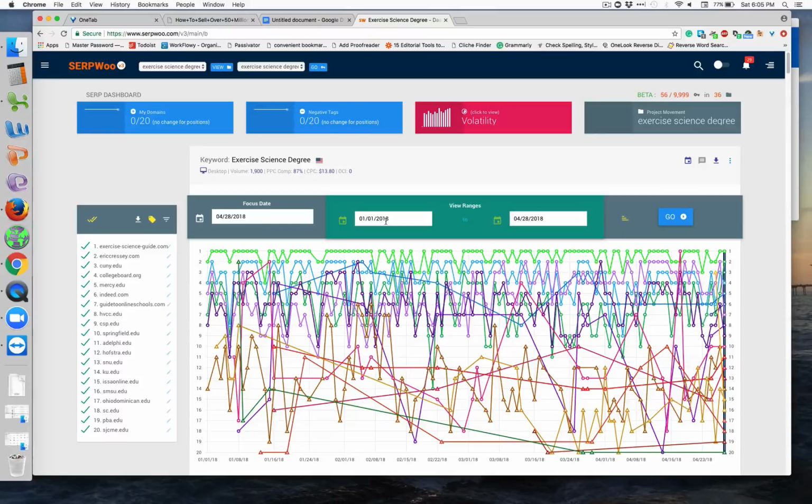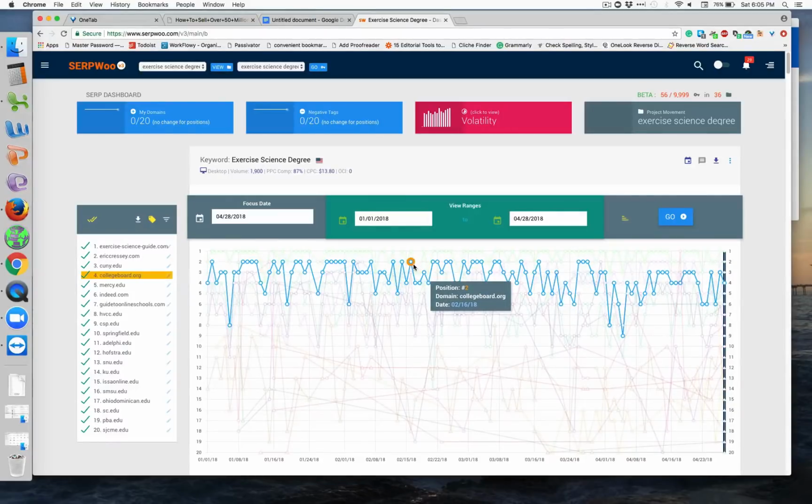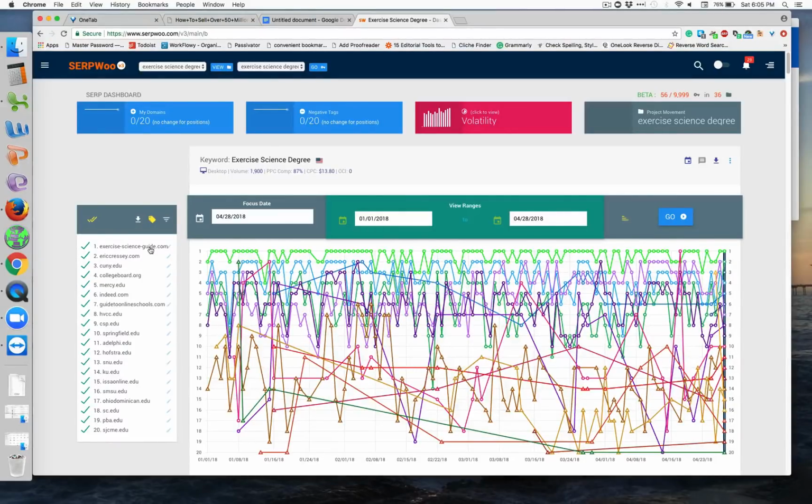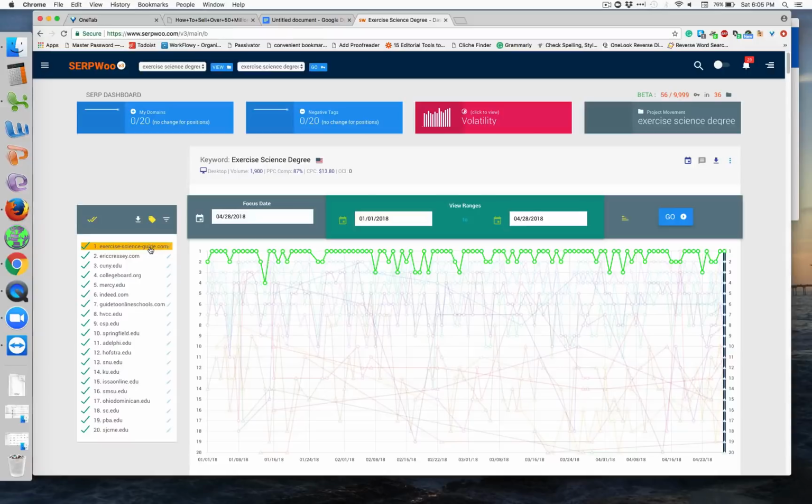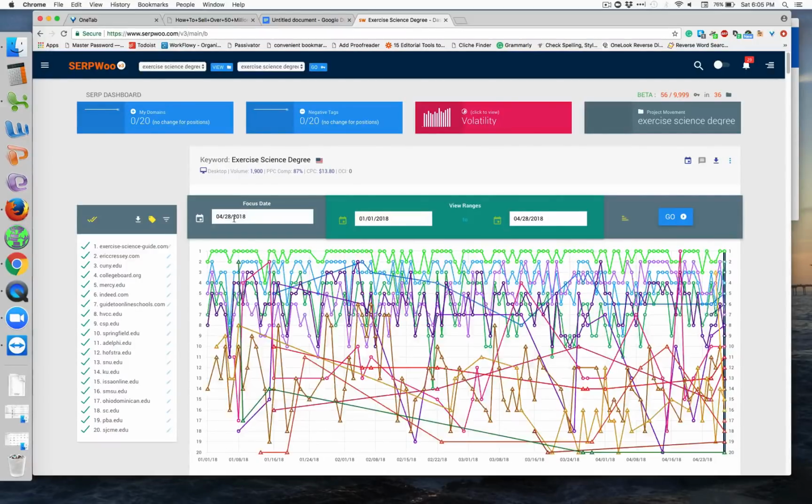However, for higher education, this isn't very volatile, but now compared to the rest of the keywords we monitor, it is highly volatile. So now I'm looking at this, I can easily see who's ranking first through 20, but that's because we've got our focus date, which is right here, set to April 28th, which happens to be today. Our focus date is telling us who is ranking today because that's what our focus is on.